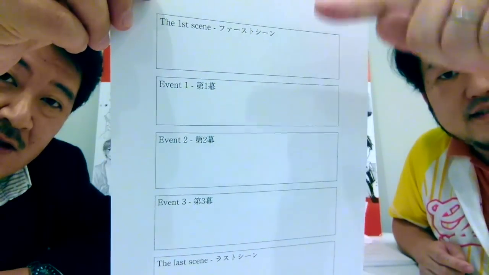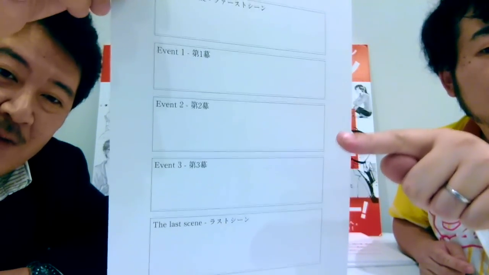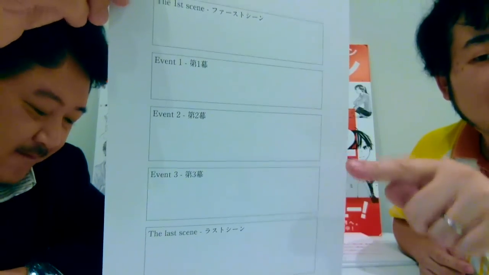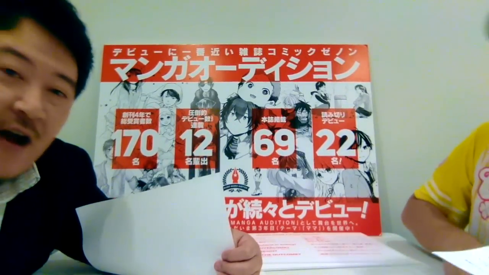Use your answers to fill in this form: the first scene, Event 1, Event 2, Event 3, and the last scene. Now we have a basic summary for your 30-page one-shot. This is what we call a simple plot summary.